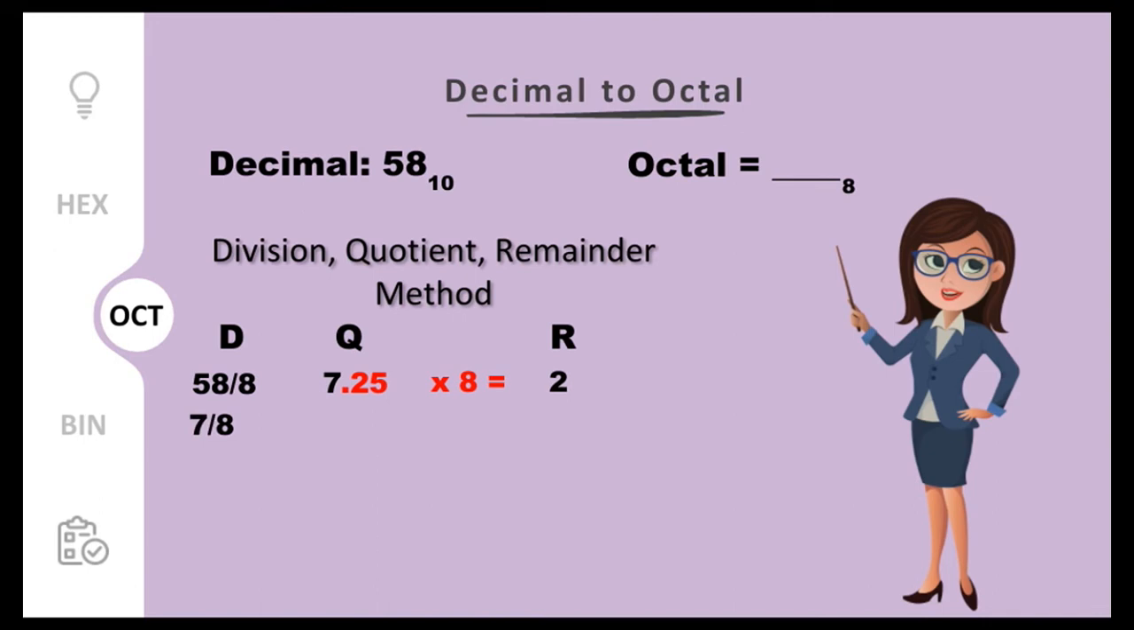And let's get the integer quotient 7 and divide it again by 8. 7 divided by 8 is 0.875. 0.875 multiplied by 8, and the product is 7. Let's write the remainder from bottom to top to get the 72 as the octal number. So the decimal 58 is 72 in octal number.